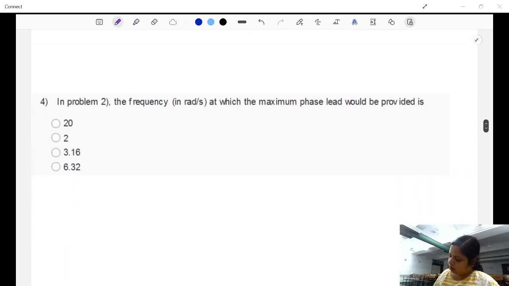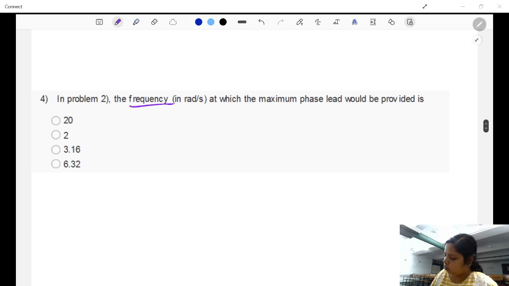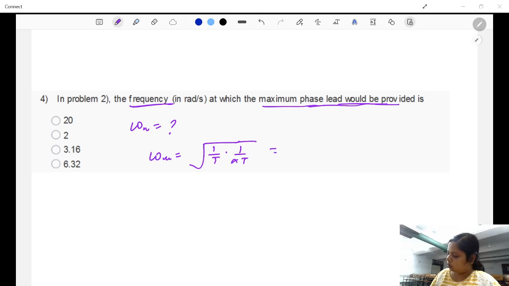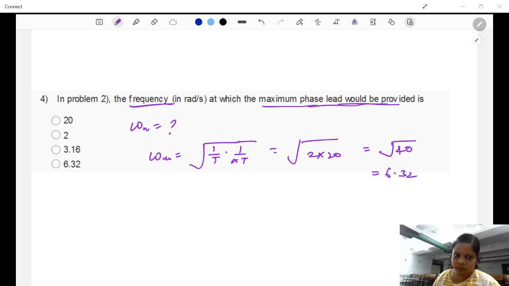Then, the frequency at which maximum phase lead would be provided, which means we want to find out omega m corresponding to phi m. What is omega m? We already saw that it is the geometric mean of both the corner frequencies, 1 upon T into 1 upon alpha T, under root, which is basically 2 into 20, right? This was the value that we had found out. So under root of 40, which is equal to 6.32. All right, this makes sense.